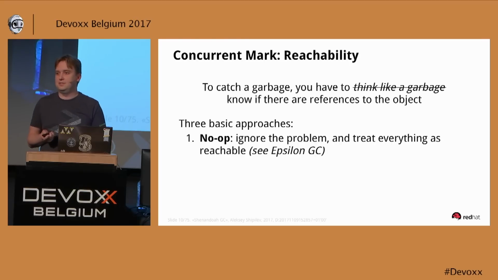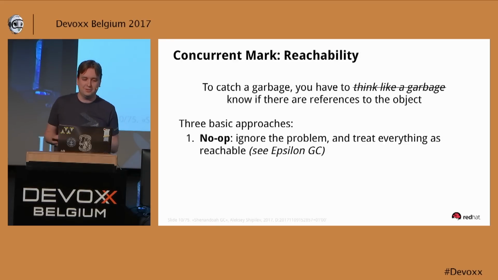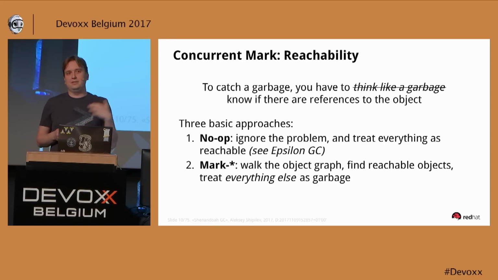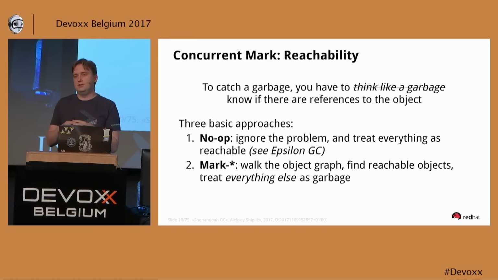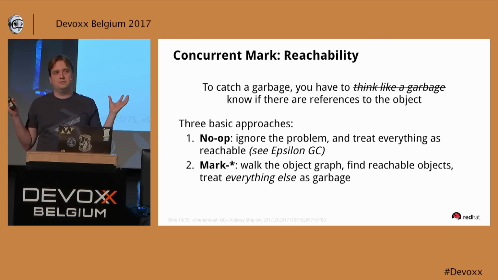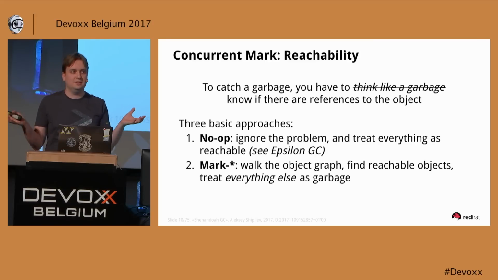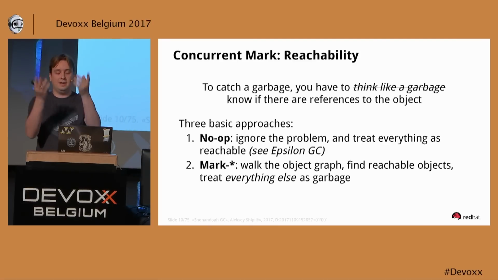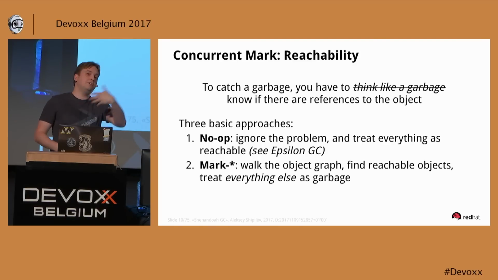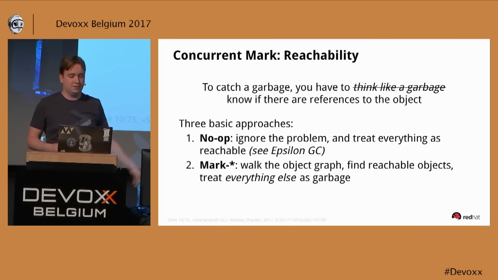If you know what Epsilon GC is, it's what it does. It says we don't collect at all. Everything is reachable at all times. We can do mark and something. We can say that we know this is the set of implicitly reachable objects. You know what those objects are, right? For example, static fields, stacks, etc. And treat everything else as garbage after we marked everything alive.